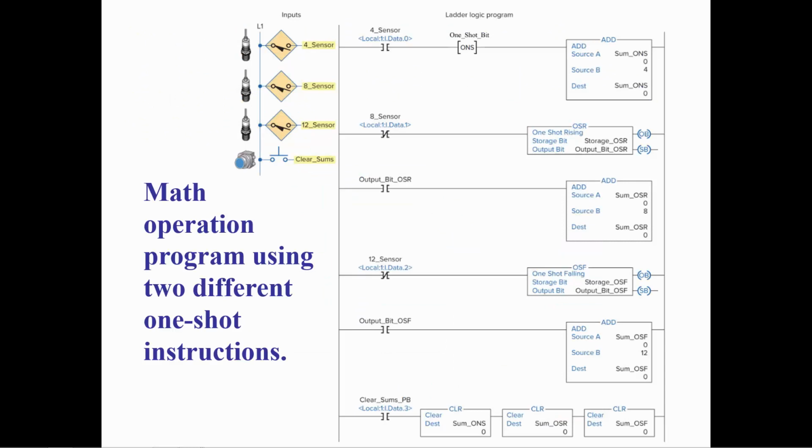The first add instruction uses the ONS instruction. The second add instruction uses the OSR, and the third add instruction uses the OSF to ensure that the adds are only performed once for each switch activation.